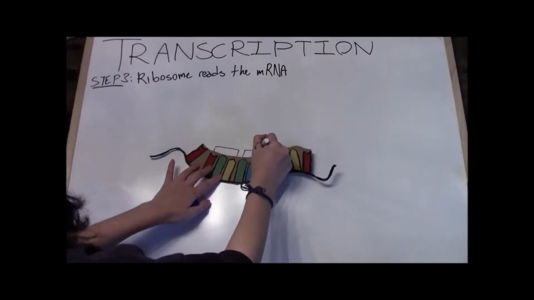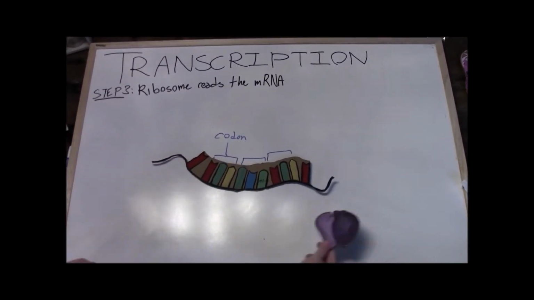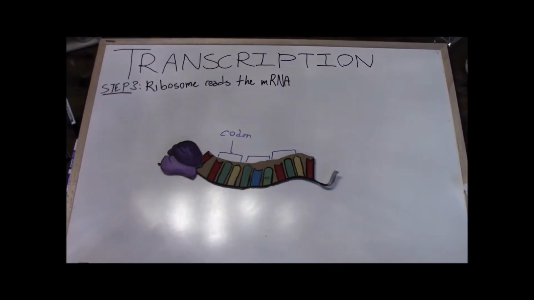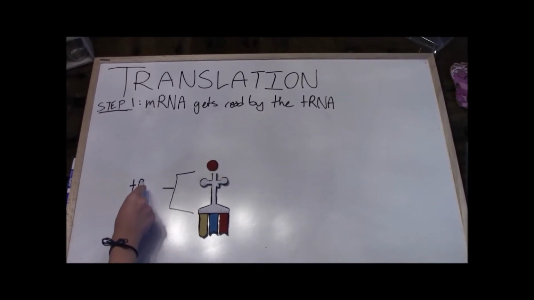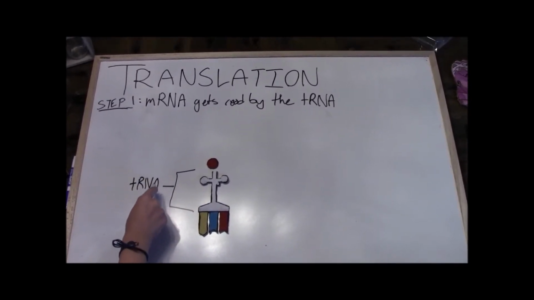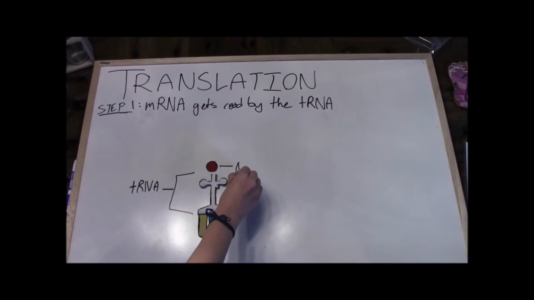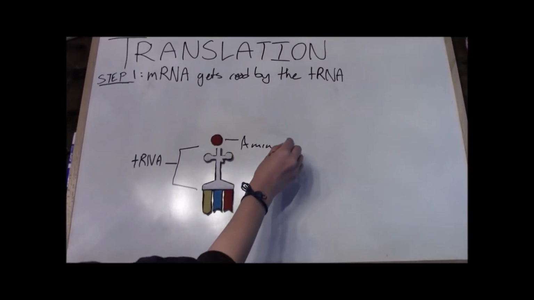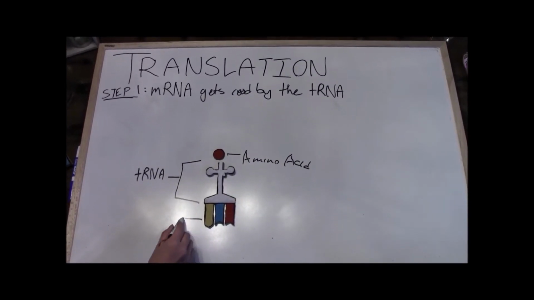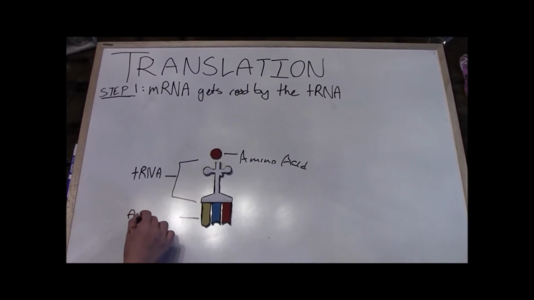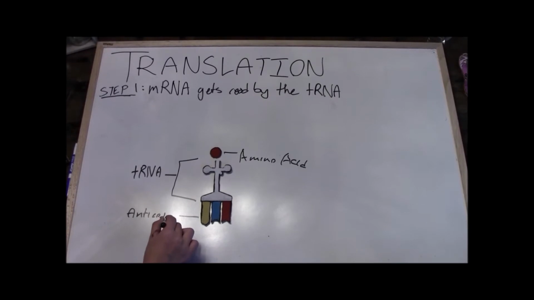The RNA reads 3 at a time. Each section is called a codon. The ribosomes make the protein by reading the codon and assembling the correct amino acid using the transfer RNA. The transfer RNA transfers the right amino acid to build the protein. The transfer RNA has an anticodon which reads the codon on the messenger RNA and brings the specific amino acid to match, which allows the translation to happen.